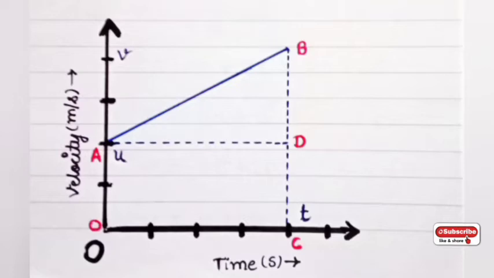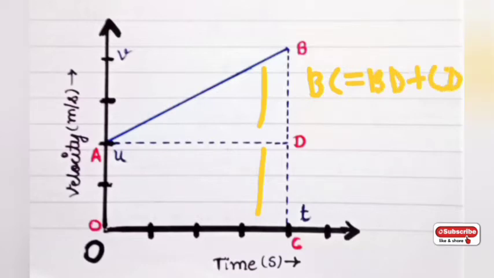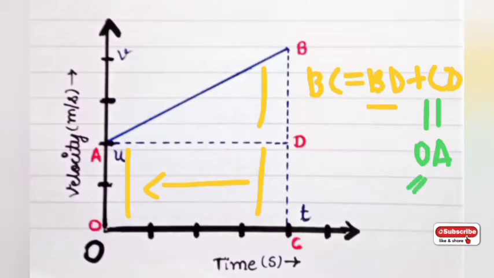Now once again look at the graph. Over here you can see this line BC. How can you divide this line BC? We can write BC as BD plus CD, right? BD you have just calculated, and CD is equal to OA, as it is parallel. And that OA is u, the initial velocity u.